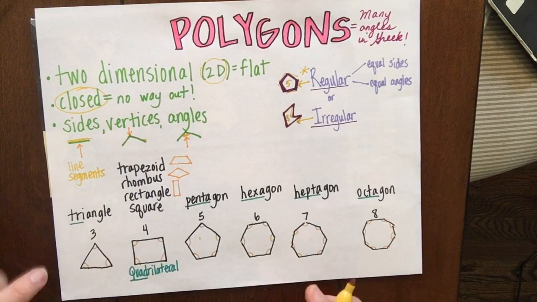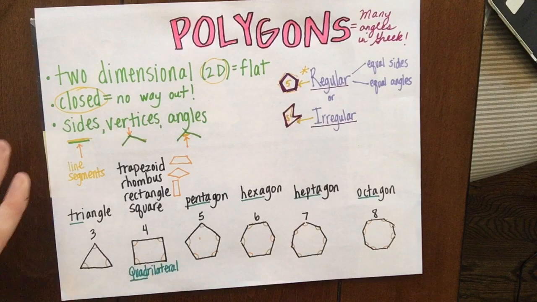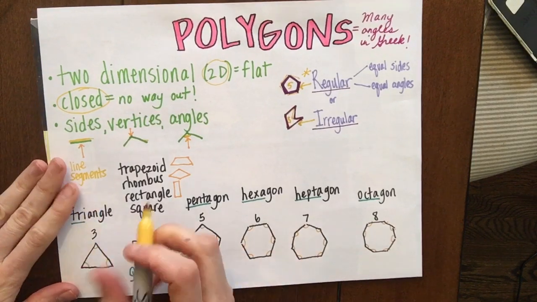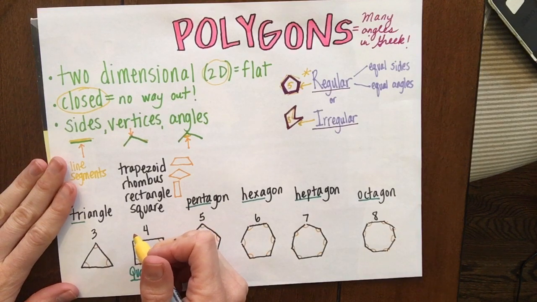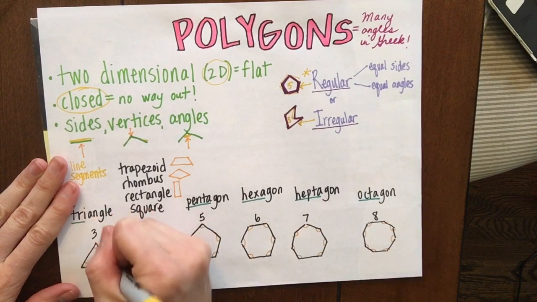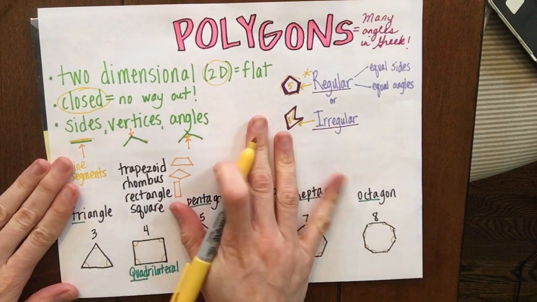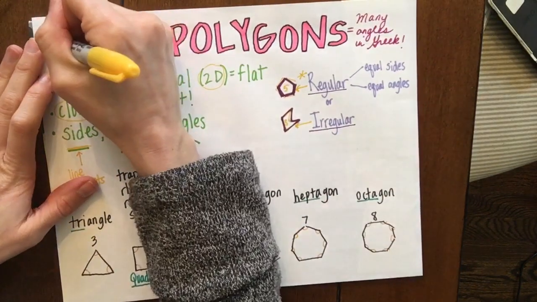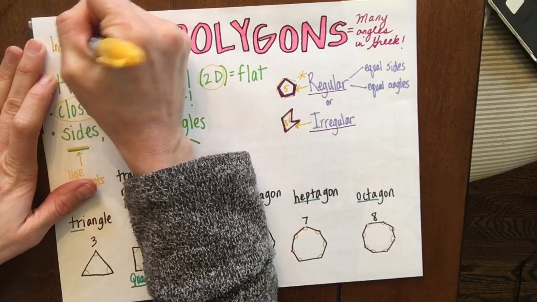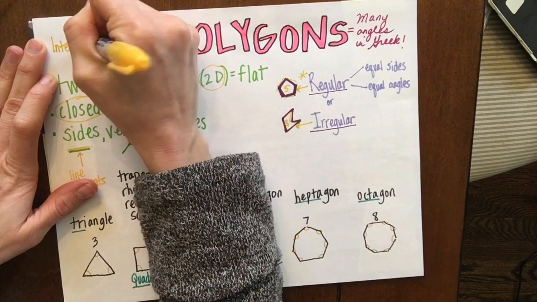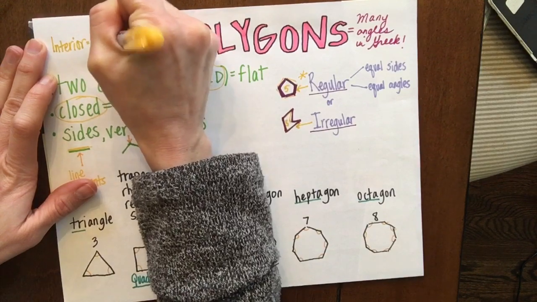Okay, so next up, something I'm just going to tell you, and I want you to take my word for it for now, but once we use protractors, you can measure it yourself and check me. But the interior angles, and when I say interior, okay, I want you to think about the inside angles. So, you know what, I'm going to write that up here. That's an important word, interior. It's kind of a fancy word, and it means inside.